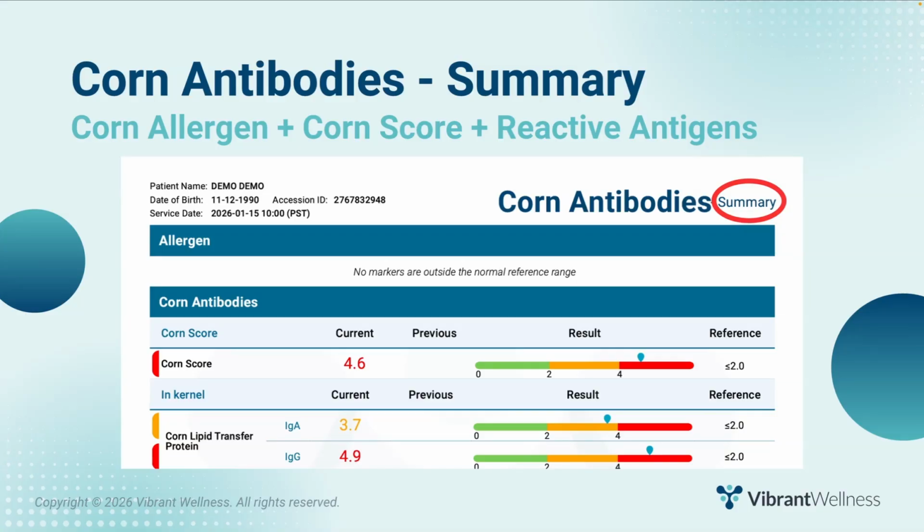Like the wheat antibodies, the corn antibody summary begins with an allergen section. This is where IgE will appear if it is outside the normal reference range. Next comes the corn score and the markers that are out of range, with report comments providing additional information about the antigens. Note, no intestinal permeability score on this page. Wheat antibodies is the only food antibody panel with the intestinal permeability score.